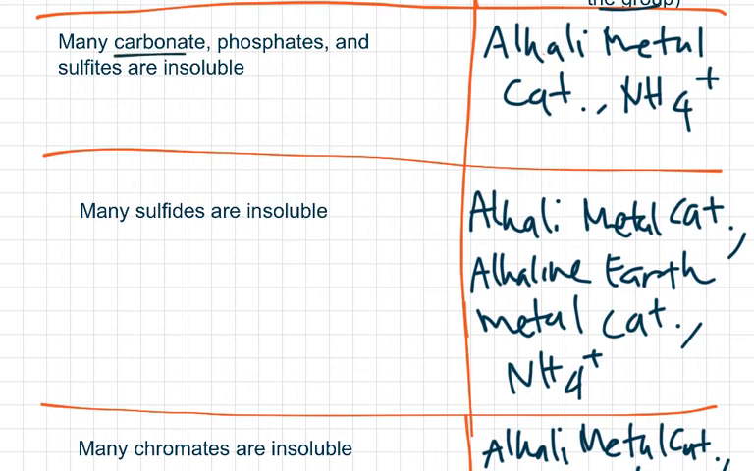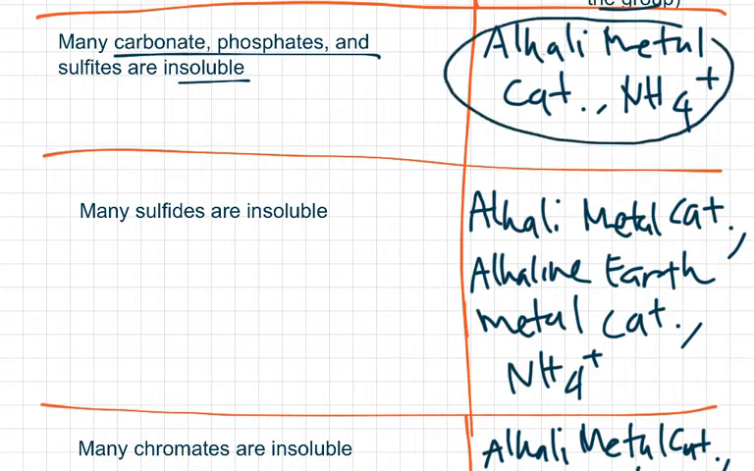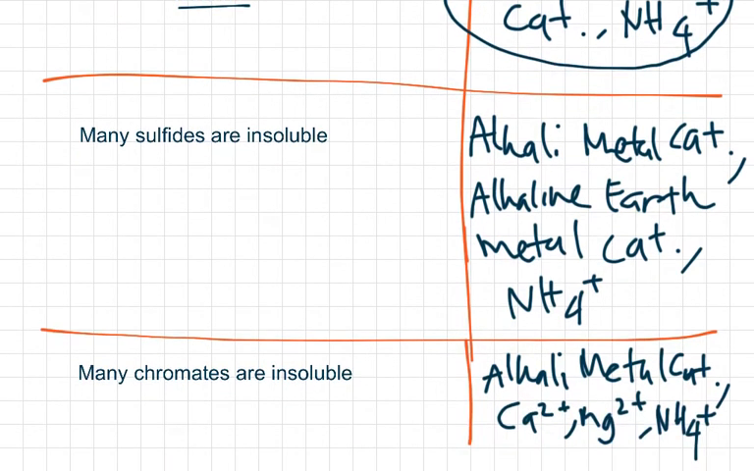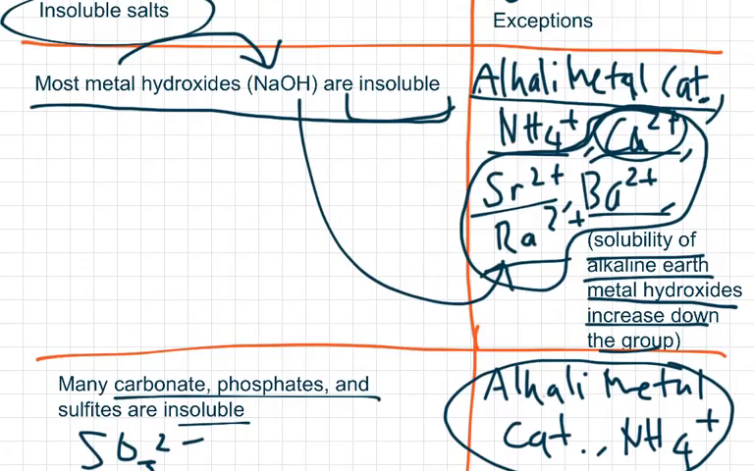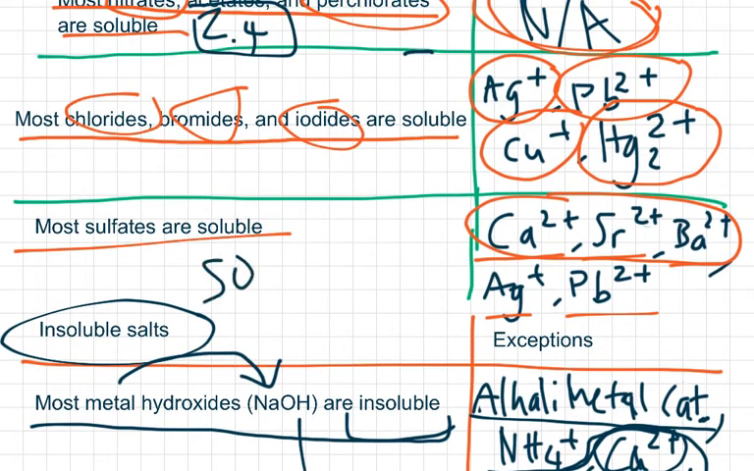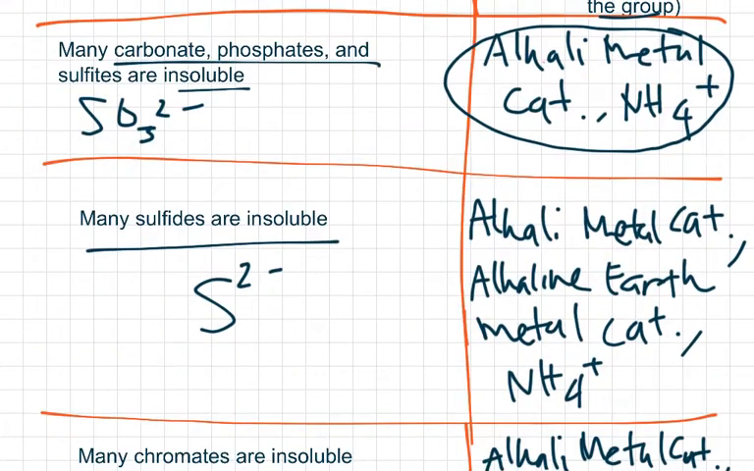Now, many carbonates, phosphates, and sulfites are insoluble. The exceptions? Well, we have the alkali metal cations and NH4+. Many sulfides are insoluble as well. And a sulfide is S2-, not to be confused with a sulfite, which is SO3 2-, and a sulfate, which was up here, that's SO4 2-.